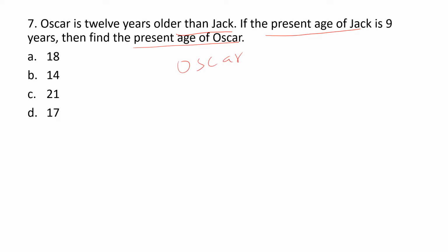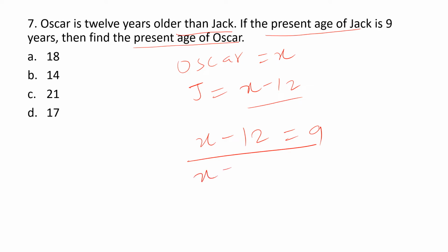Let us consider Oscar's age equal to x. Then Oscar is 12 years older than Jack, and Jack's age will be x minus 12. If the present age of Jack is 9 years, then x minus 12 is equal to 9, so x is equal to 9 plus 12, 21. 21 is the right answer, guys.